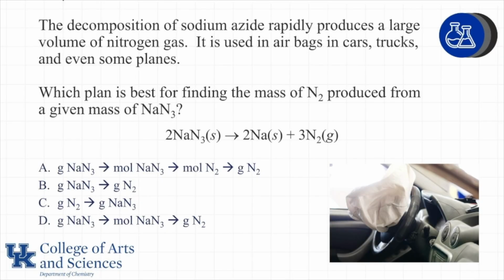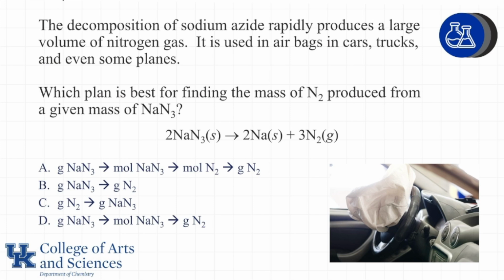Let's look at another example of a stoichiometry problem. The decomposition of sodium azide, which is NaN3, rapidly produces a large volume of nitrogen gas. It is used in airbags in trucks, cars, and even some planes. Which plan is best for finding the mass of N2 produced from a given mass of NaN3?